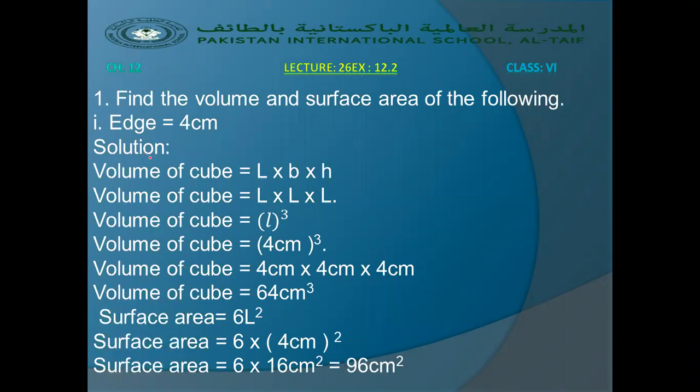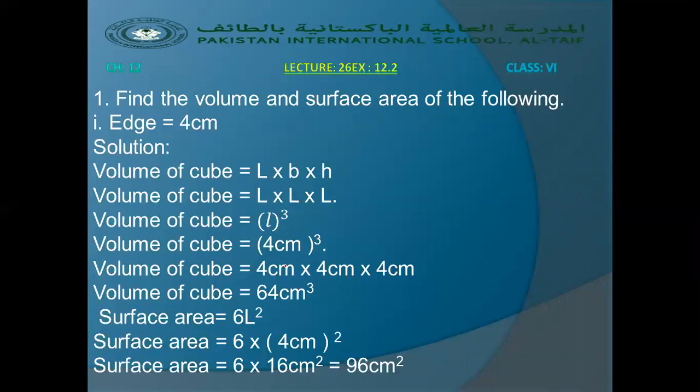Now here, solution: volume of the cube is equal to the product of length, breadth and height. Dear student, first of all, a cube is a geometrical figure where the values of length, breadth and height are equal. Now here, the value of the length is given as 4 centimeter. We will replace the value of L, which shows the length. It will be equal to 4 centimeter whole cube.